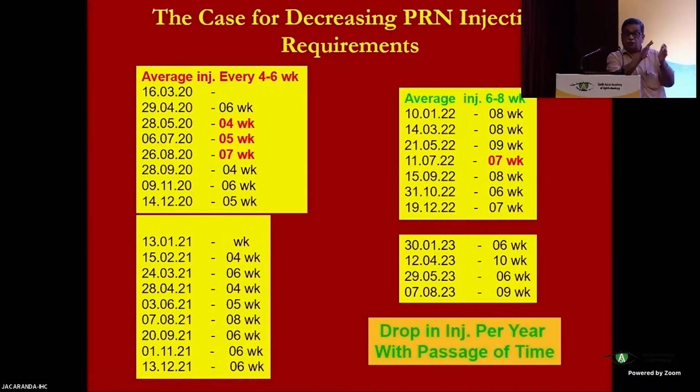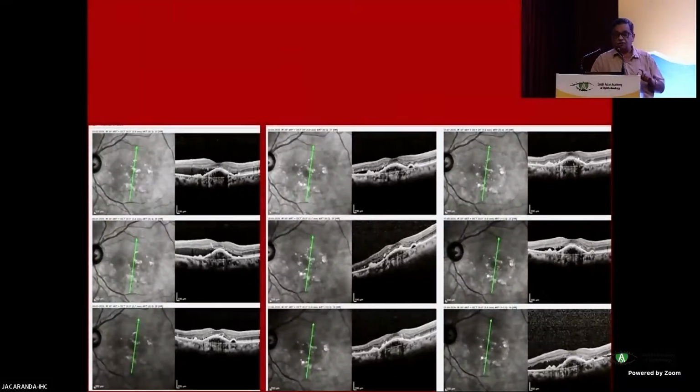Now, this is the other point, that it is not a straight line improvement. It will go from 4 weeks, 6 weeks, 8 weeks, 10 weeks. It will go to 8 weeks, come back to 4 weeks. Then again improve to 10 weeks, then go back to 8 weeks. So what you are seeing is that overall the trend is towards greater duration over time. So if you persist, the number of injections goes down.